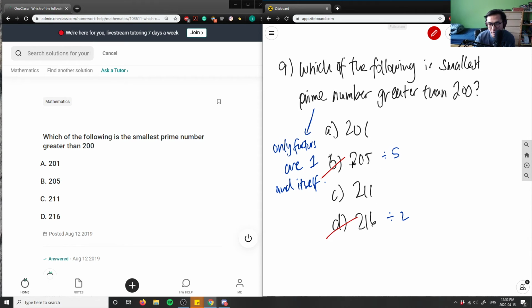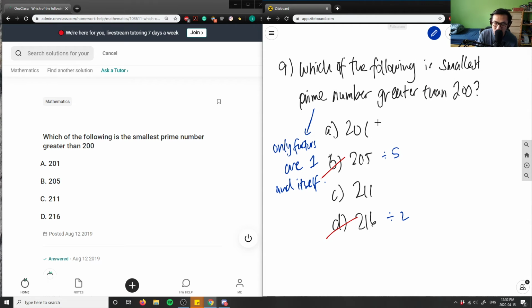So how do I figure out if these are prime numbers? I have a little cheat for you. If I want to find out if something is divisible by 3, what I can do is add the specific digits up to figure out if it's divisible by 3. So for example, in 201, I have 2 plus 0 plus 1 equals 3. 3 is obviously divisible by 3, which means I can divide 201 by 3.